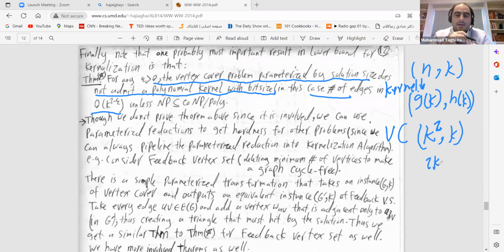Now, using these things that I have mentioned, you can get hardness for other problems. Another problem, for example, is called feedback vertex set.